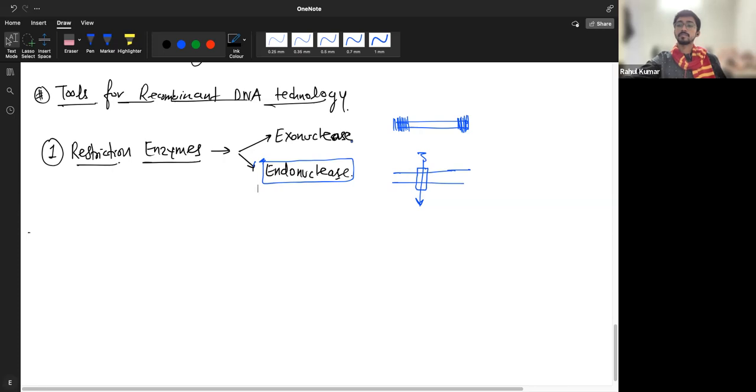Now talking about restriction endonucleases, we'll be talking about endonucleases, so I'll be calling them restriction endonucleases. I'll be focusing on two restriction endonucleases here.